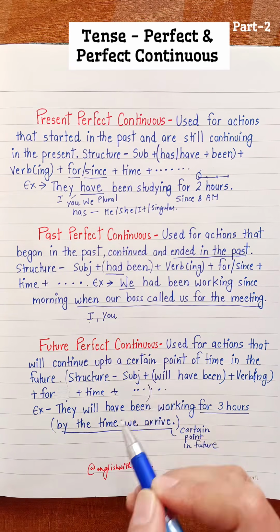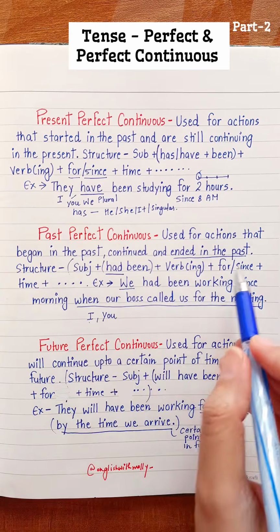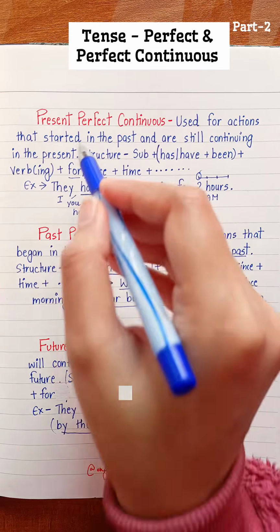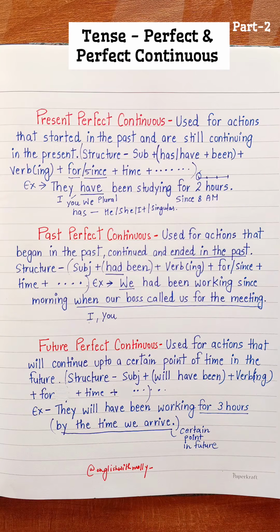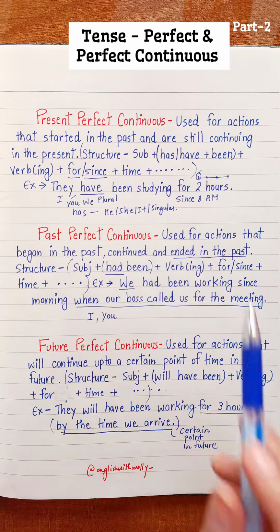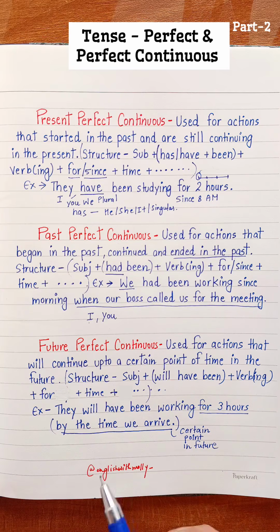Just remember the structures, I'm telling again and again. Remember the structures, keep the meanings in your head, and you're done with all the kinds of tenses. Hope this is helpful to you. I've given all the 12 types of tenses in part 1 and part 2. If you guys have missed part 1, please go and check it out.